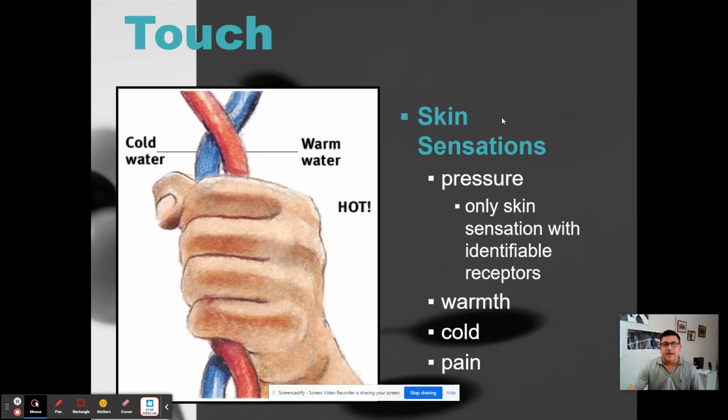Skin. Pressure is the only skin sensation that has identifiable receptors. But you can also feel warmth, cold, and pain. What's interesting about pain is that it's simply pressure intensified by triggering more neurons firing.